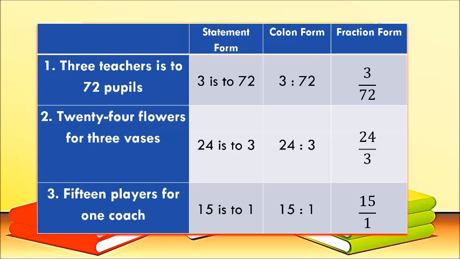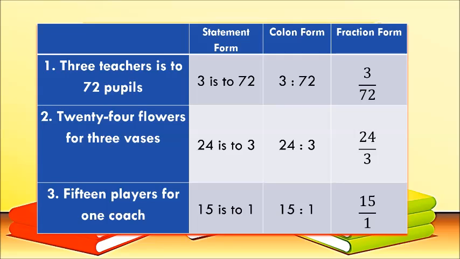They are all equal. Pare-parehas po sila. Why? They are just written in different forms, but they are all equal, because we are referring to 15 players is to one coach. So all of these, 1, 2, 3, are examples of ratio. So what did we do with the number of teachers to pupils? We compare. So if we compare them, we are already referring to ratio.